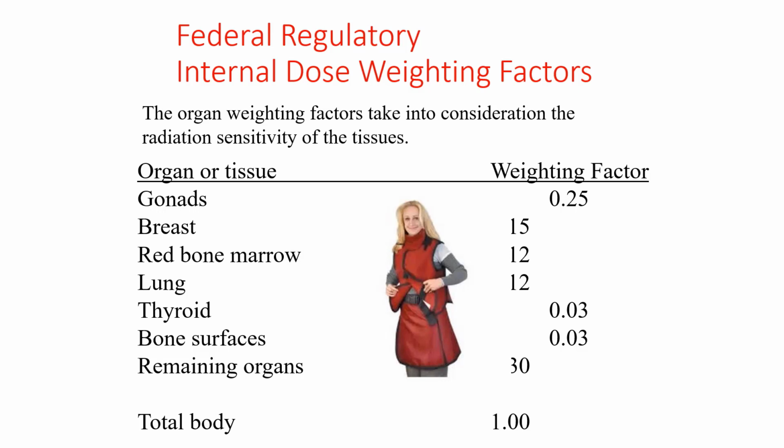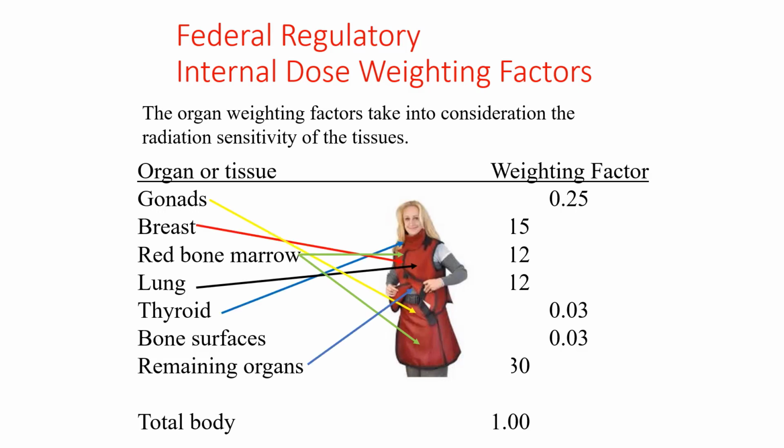My weighting factor for the organs would be 30. For the red bone marrow, lung, thyroid, bone tissue, and other surfaces, we would have different weighting factors as well. We would add all these weighting factors together to total 1. And that 1 is the radiation exposure that we received.